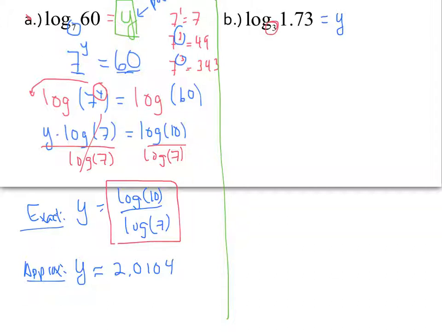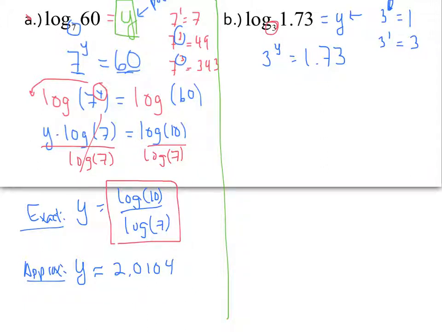And so we write the base to the power, which is y, is equal to 1.73. Now, before we go any further, we know that 3 to the 0 is 1, and we know 3 to the first is 3. So we're expecting our answer y to be between 0 and 1.